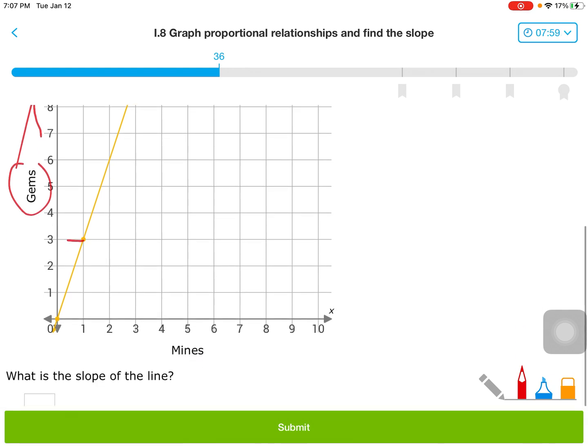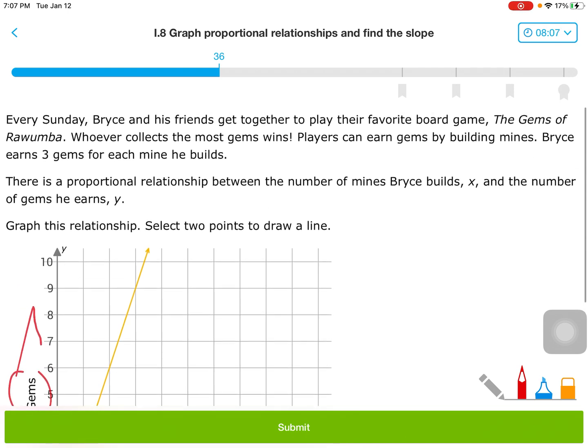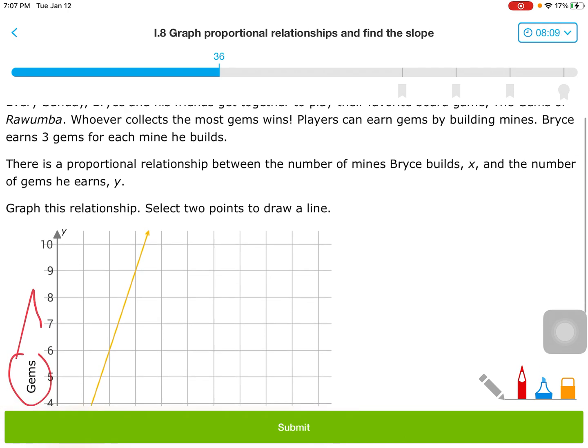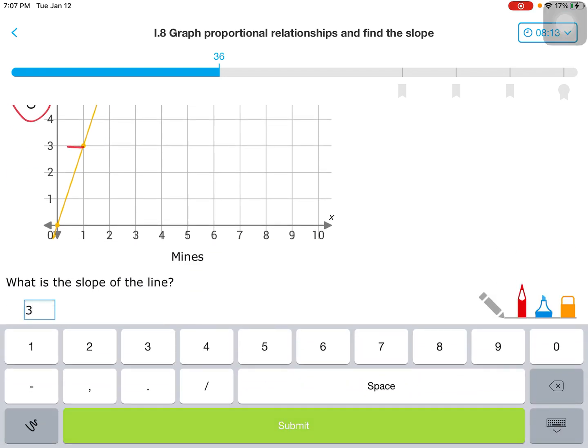Now, if I looked at 1 here, it's at 3 that would be the slope. Just check the information. Bryce earns 3 gems for every mine. Yep. So the slope is 3.